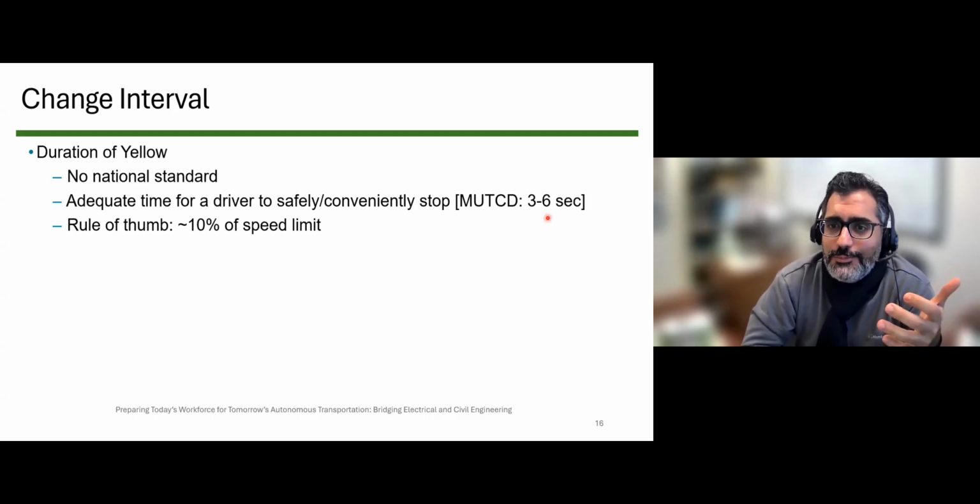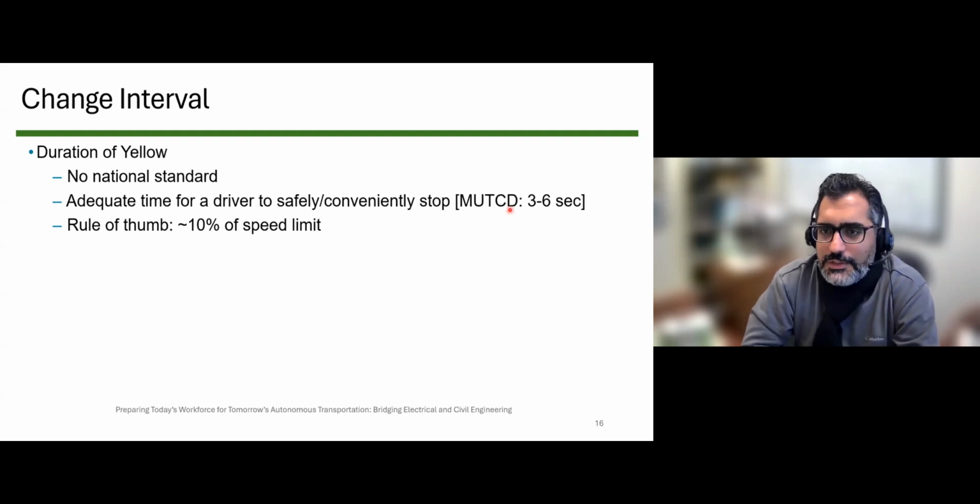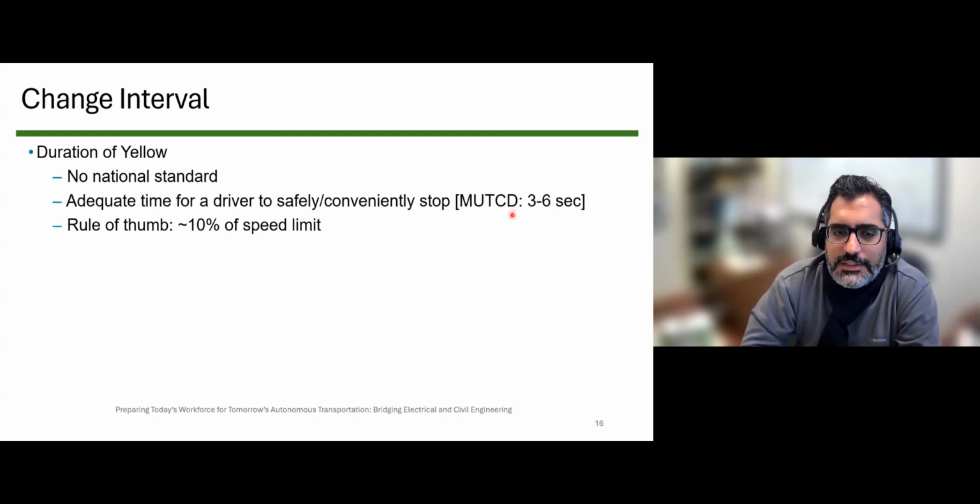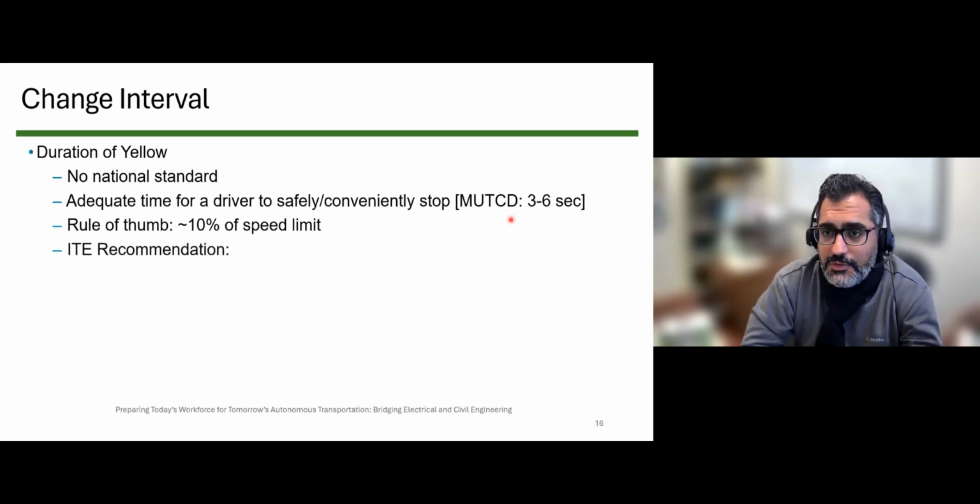There is a rule of thumb that I like. It's only a rule of thumb. Don't quote me on that, but I've heard it from some traffic engineers that the duration of yellow should be approximately 10% of the speed limit. So if you are designing a traffic signal on a roadway with a 45 miles per hour speed limit, yellow should be around 4.5 seconds.